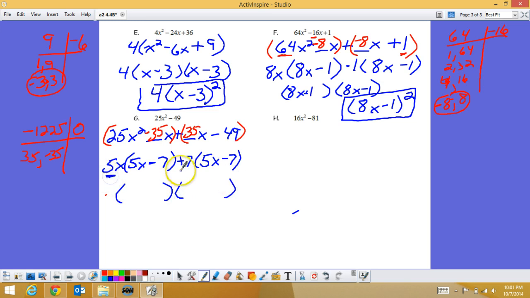So then our two sets of parentheses. First one, we can put the terms outside, 5x plus 7, and the second one, 5x minus 7. Now, for the last one, again, we don't have a greatest common factor, so we'll jump straight to the split.